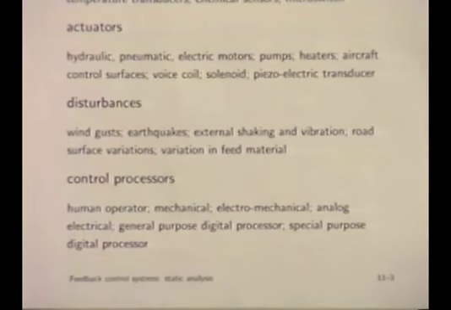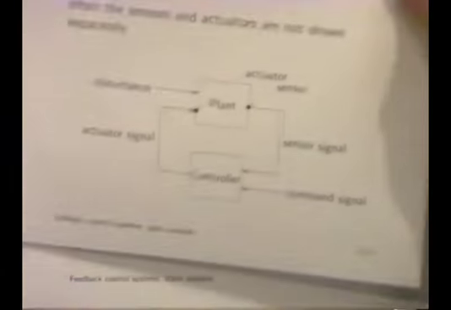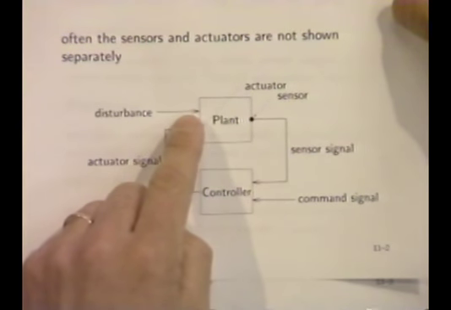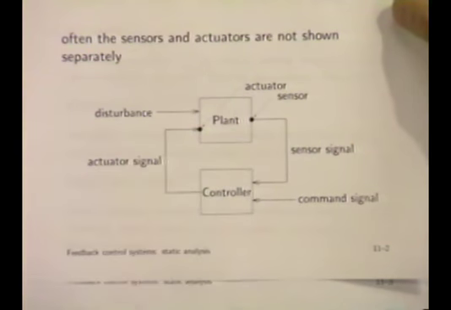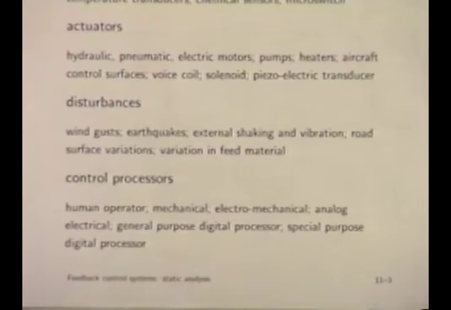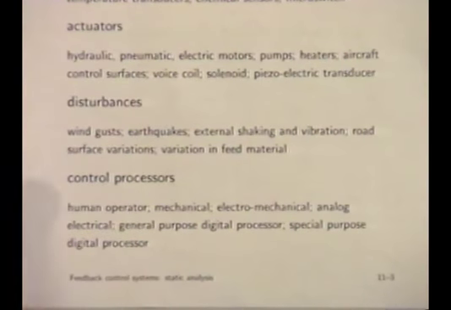Okay. Now, another critical part in this system is the idea that there are disturbances also acting on it. A disturbance is basically something that's usually not directly measured, and it also affects the behavior of the plant, but is beyond your control. For an airplane, that would be wind gusts. In a building, it could be earthquakes. In something else, it could be external shaking and vibration.